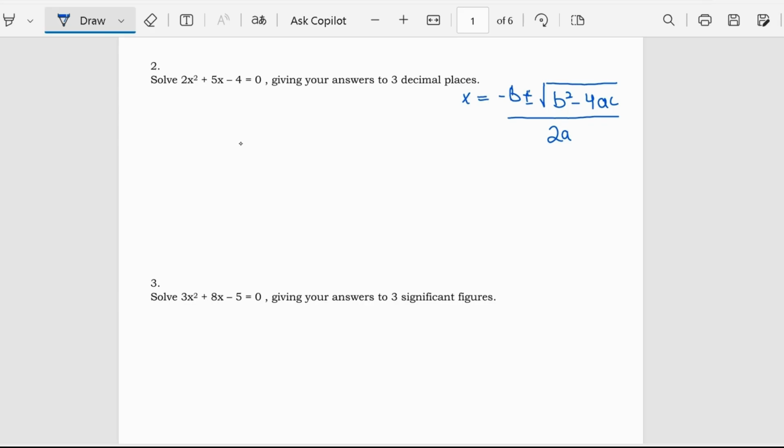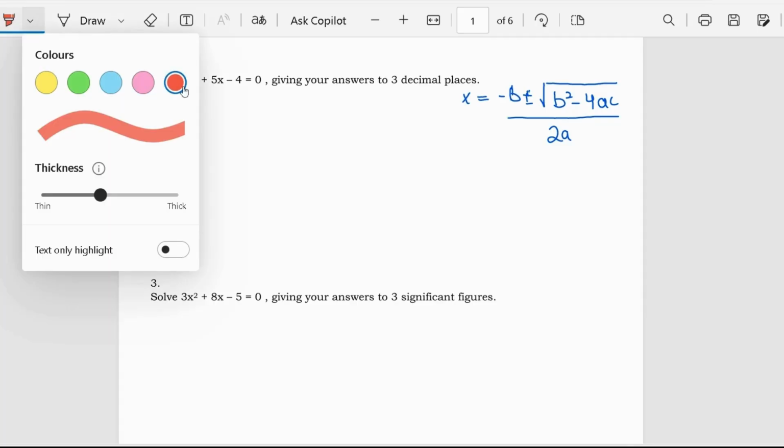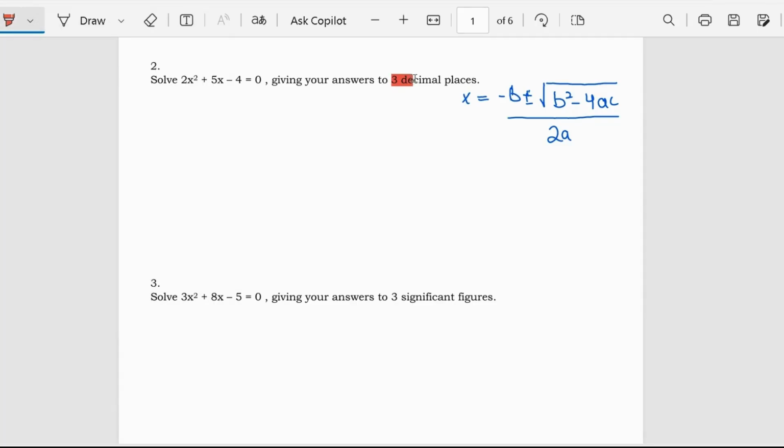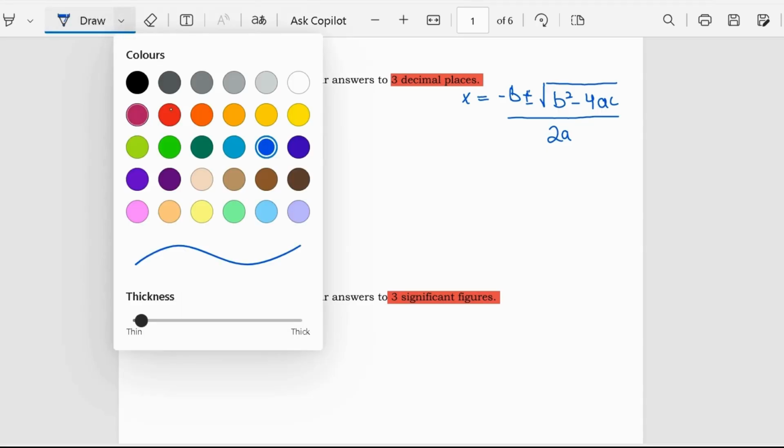In the last video, we discussed how to plug in the values to your quadratic formula. In this video, we are going to discuss two of the most important things. In your exam, most of the time you are asked to write your answer of the quadratic formula in decimal places or in significant figures. So we are going to discuss both: how we can put our answer in decimal places and how we can put our answer into significant figure form.